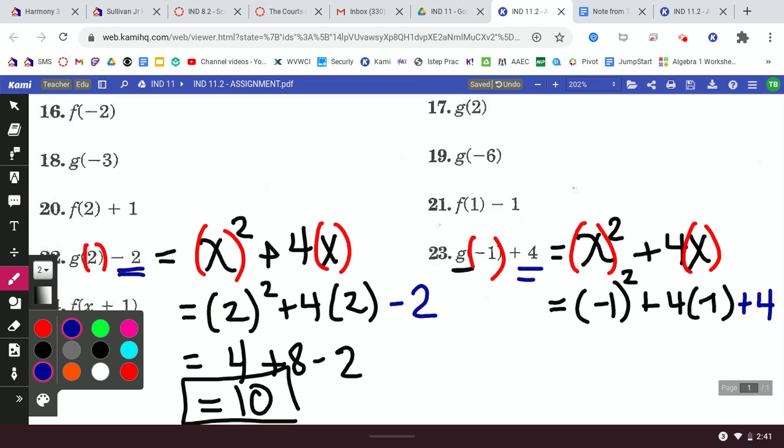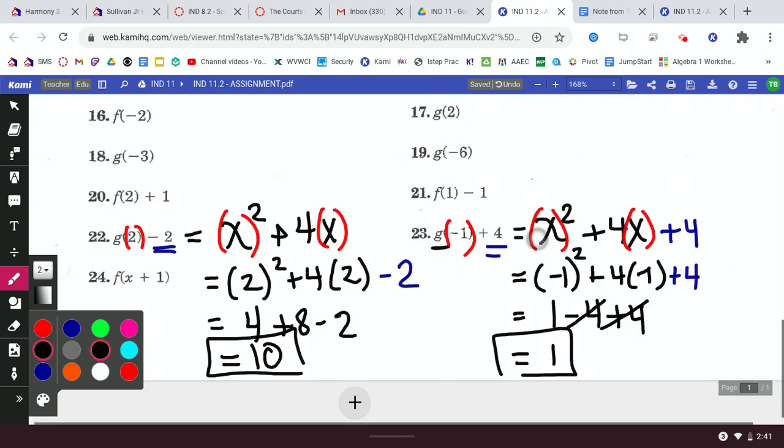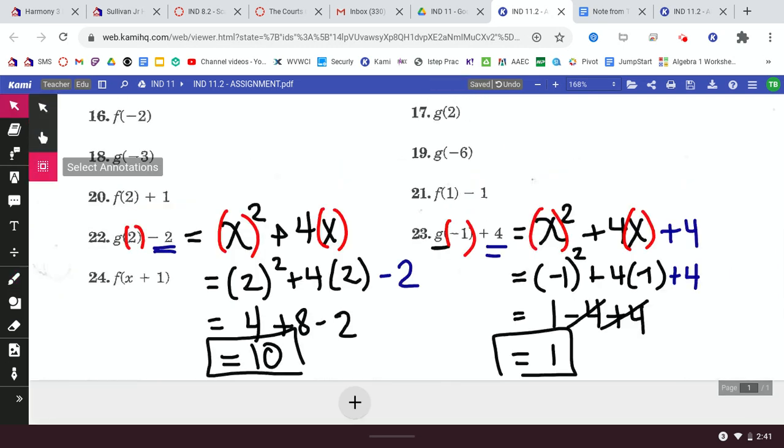And if you're afraid you're going to forget it, even in that first line when you write out your function, you could even put that plus 4 there. As long as you tack it on to the end and you do it last, it doesn't matter. Just don't forget it. All right, negative 1 times negative 1 is positive 1. 4 times negative 1 is negative 4, and then plus 4. And then plus 4 and minus 4 cancel out, and you're left with 1. Okay, we good there? All right, last one.